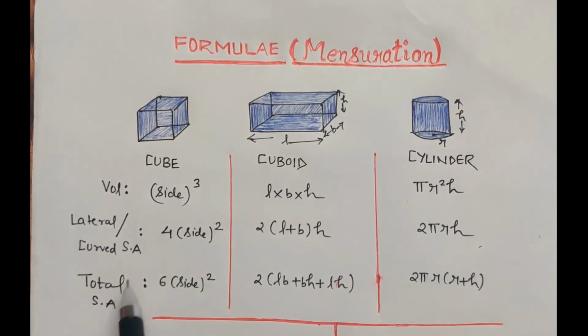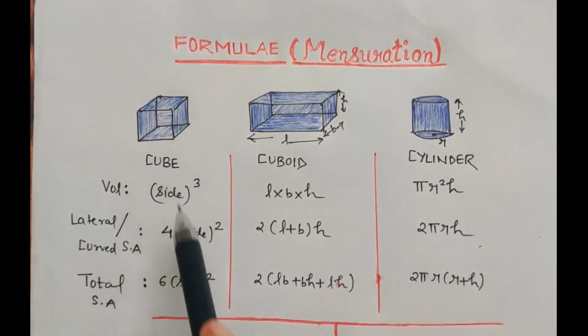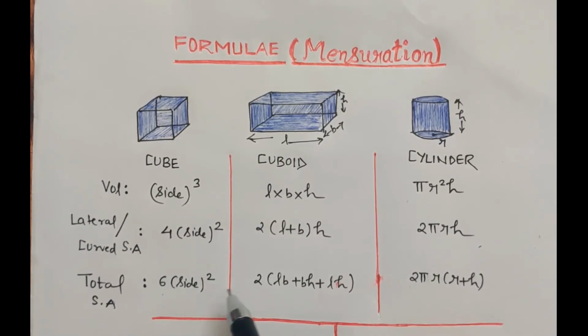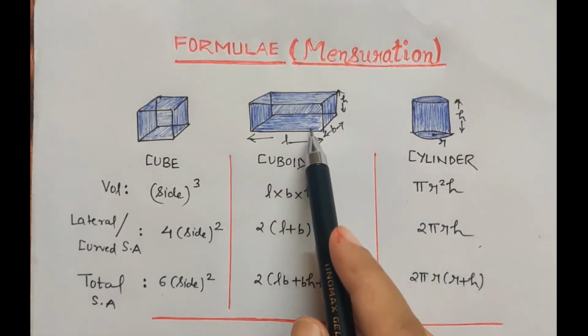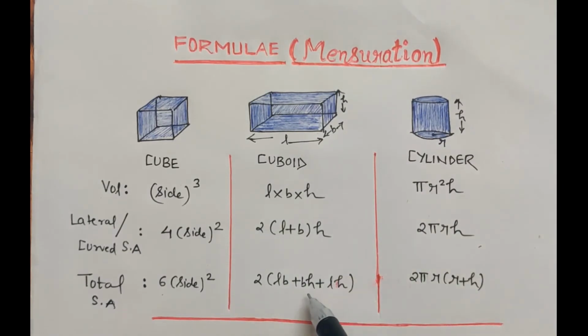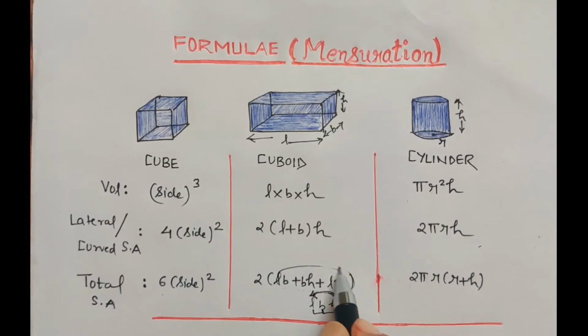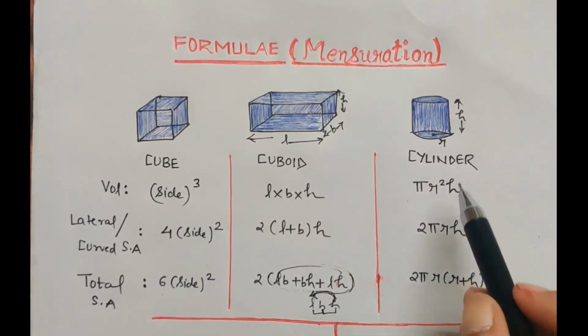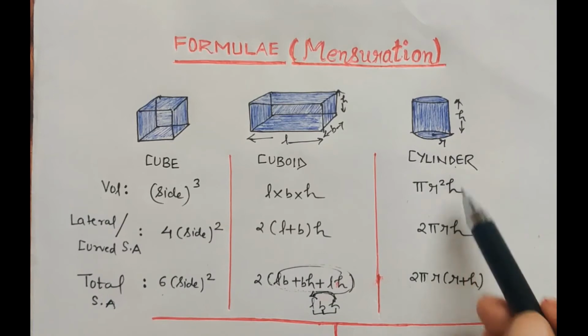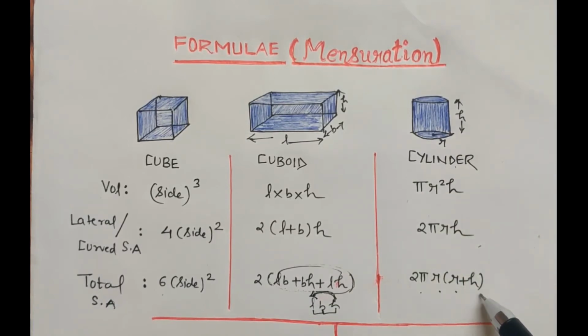Next is total surface area. As we know, there are total 6 surfaces. So 6 into square of the side is the total surface area of a cube, and total surface area of a cuboid is twice of (LB plus BH plus LH). It is very easy, in cyclic manner: LBH, LB, BH and LH. So this way it can be remembered. All combinations are written inside the bracket. And total surface area of a cylinder is 2 pi r into (r plus h).